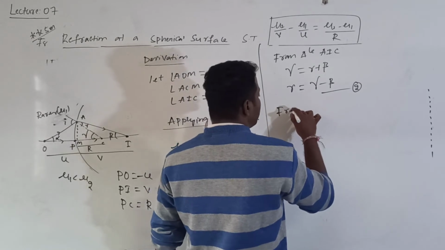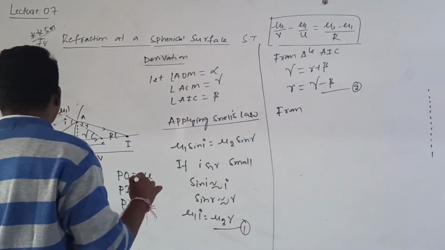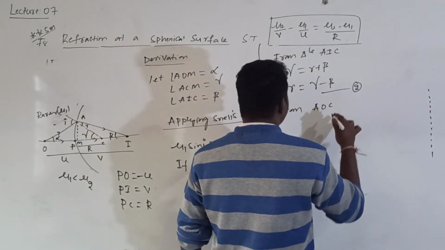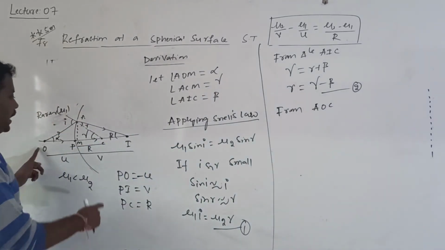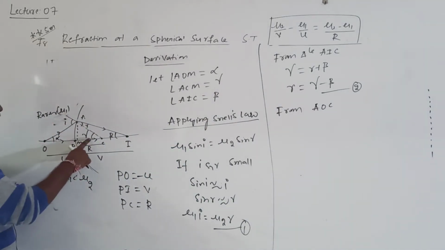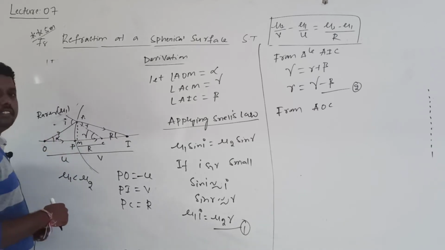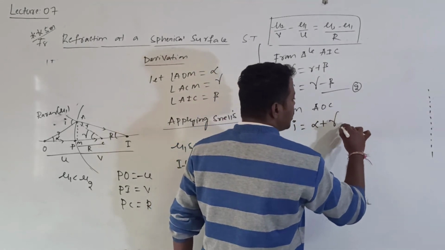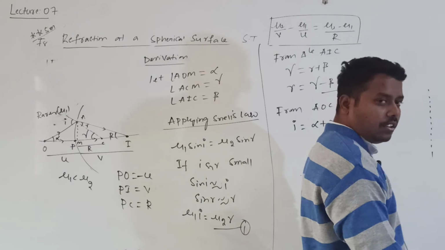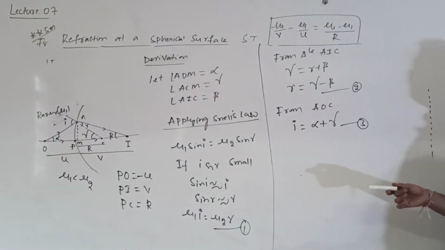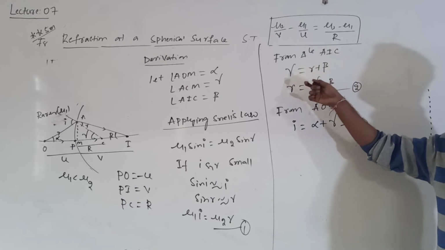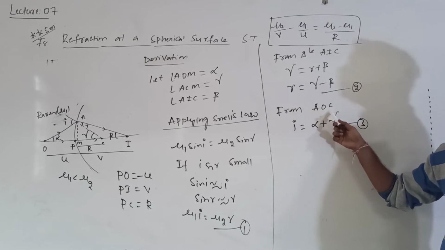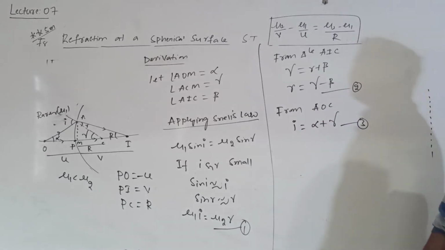Next I will consider the triangle AOC, A, O and C. In this, interior angles are alpha and gamma, and the exterior angle is I. So what can I write? I is equal to alpha plus gamma. I will write it as equation 3. This point is very important. From the triangle AIC, the exterior angle is equal to the sum of the opposite interior angles. From the triangle AOC, I value is equal to alpha plus gamma.